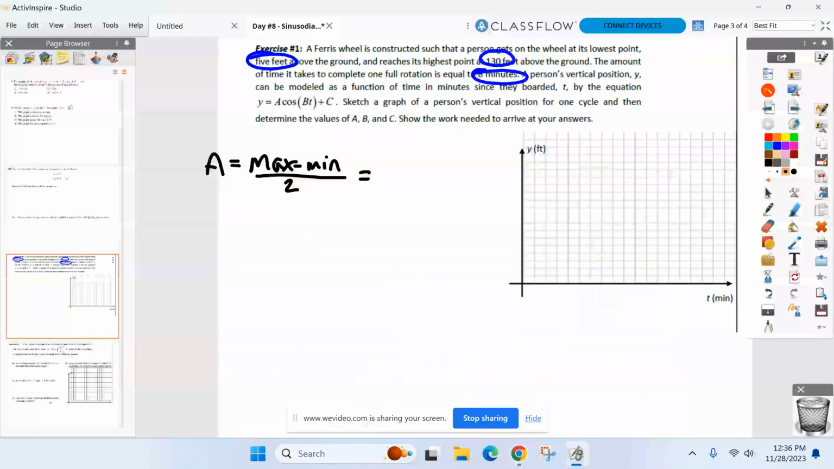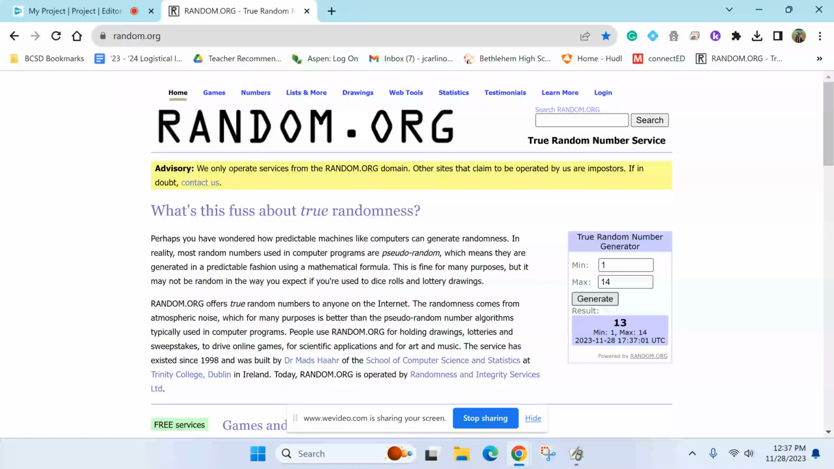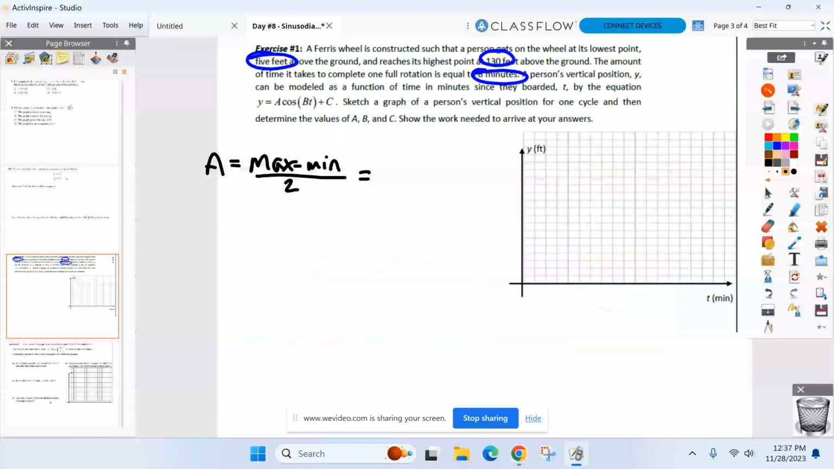Marty, where are my max and min? Let's try this again. Kate, what's my max and min? 130 and 5. Yep, so 130 minus 5 over 2. So we have an A value of 62.5.